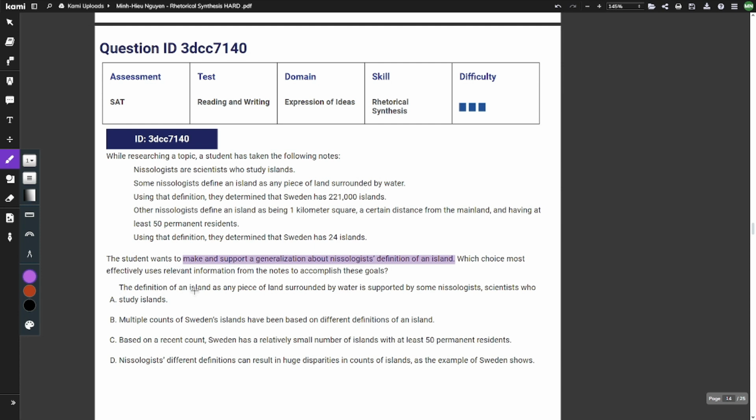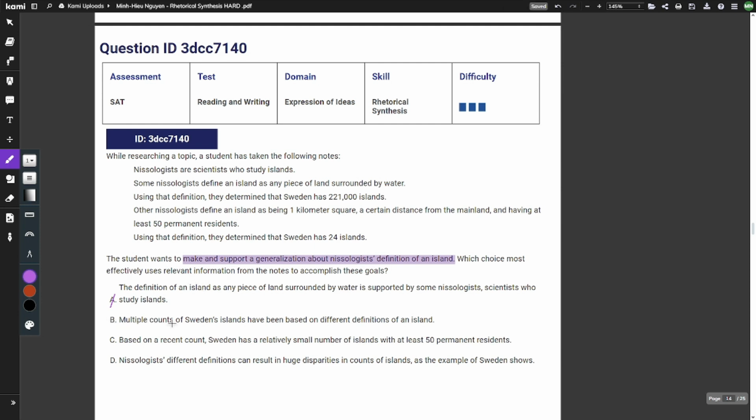The definition of an island as any piece of land surrounded by water is supported by some nosologists, scientists who study islands. So, this does say that the definition of an island is something and that it's supported by some nosologists, but it doesn't straight up say that this is what the nosologist's definition of an island is. It's just saying that it's supported by some of them. So A is not going to be our answer.